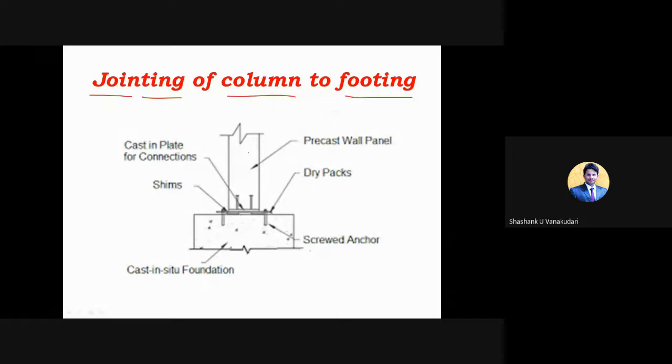So in this part you can see the connections of column to footing. This is considered as a column and this is the footing. Various connections we can see here, right? This is the cast-in plate for the connections. This particular plate helps to connect this column to this footing. Then this is cast in situ foundation.